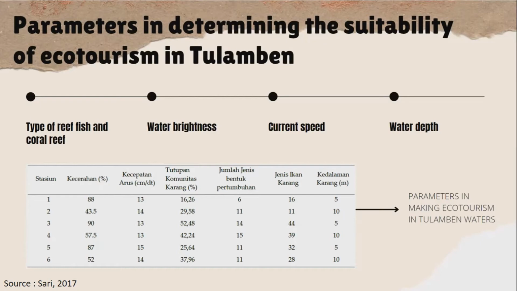And observation found as many as 100 species of reef fish belonging to 25 families. And the environmental condition of the water, seen from the depth, current speed, and brightness of the Tulamben waters, is classified as good for coral growth. The next slide will be explained by my friend. Thank you.